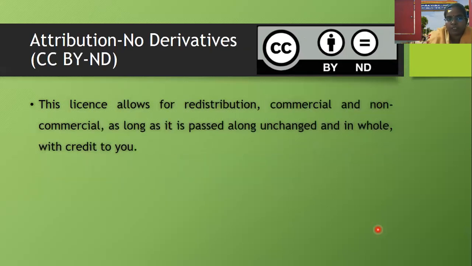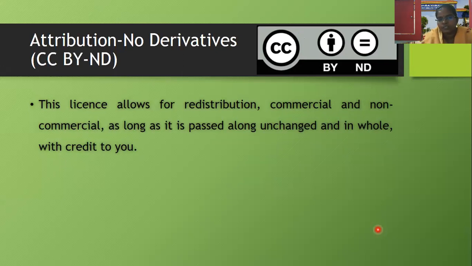The next type is attribution no derivatives. This license allows for redistribution, commercial and non-commercial, as long as it is passed along unchanged and in whole, with credit to you.